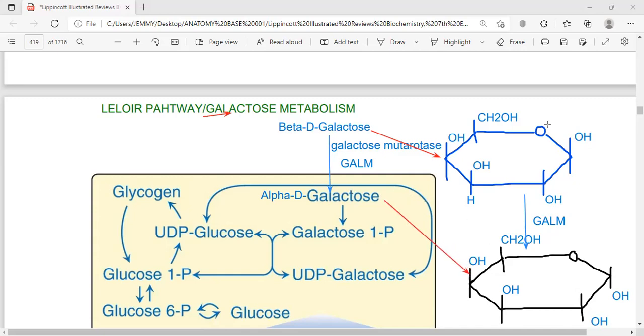Why are you calling it D? Because of this. Let me point it with another color, say yellow. The CH2OH group is in this position, up. If it was in this position, down, it would cease to be a beta D galactose and would be a beta L galactose. So when it is up, it is a beta D galactose. The enzyme responsible there is galactose mutarotase.